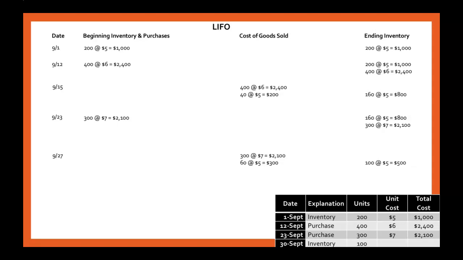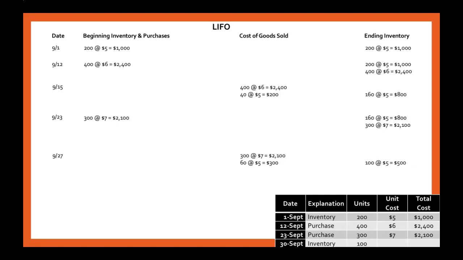So you'll notice at the end of the month, we ended up with the same number of units under LIFO as we did FIFO. The difference is how we value them. Right? Here in LIFO, we valued these 100 units at $5 a piece. In FIFO, they were $7 a piece.